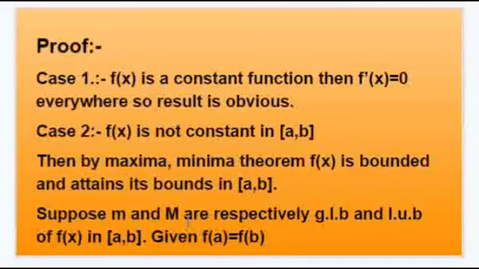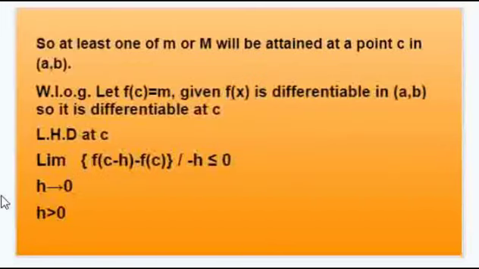Now we are given in the statement that f(a) equals f(b), and this function is not a constant function, so therefore either small m, the greatest lower bound, or capital M, the least upper bound, will be attained at a point c which is greater than a and less than b. That is, the point c lies above a and below b.